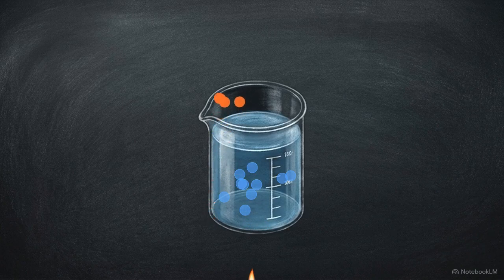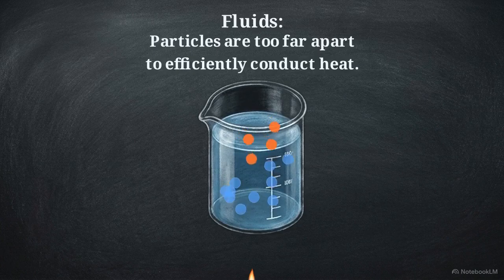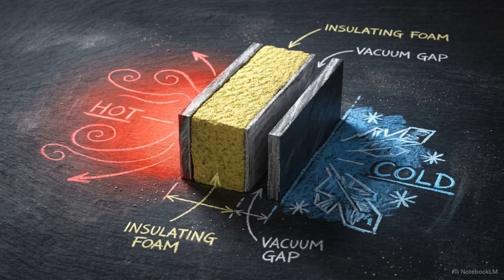This also explains why fluids, liquids, and gases are incredibly poor conductors. Their particles are physically too far apart to sustain a continuous chain of mechanical collisions. Conduction is strictly a game of subatomic proximity. Without a tight atomic lattice or free-flowing electrons, this method of thermal transfer is effectively blocked.